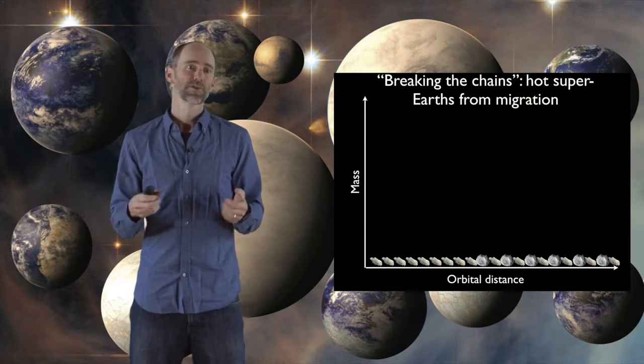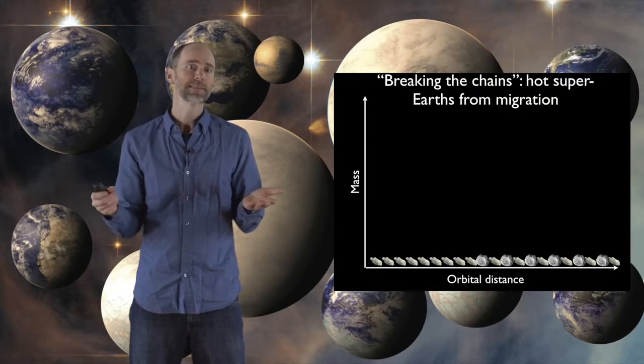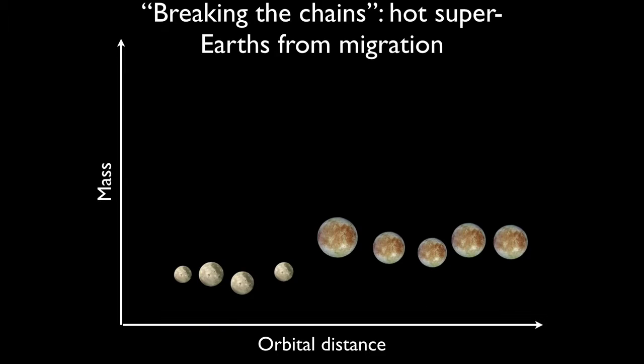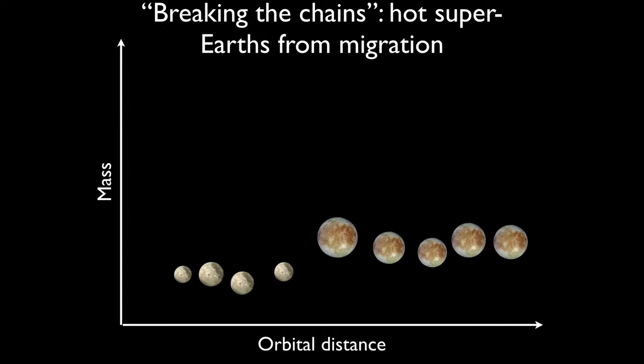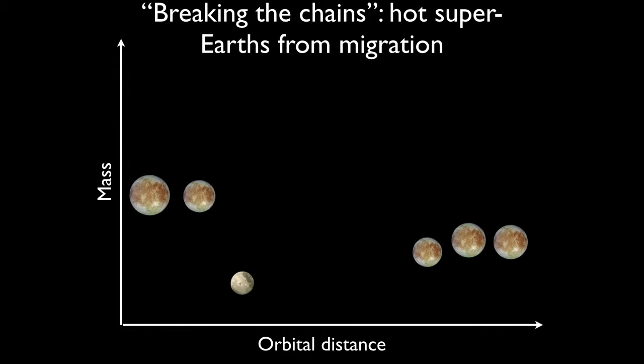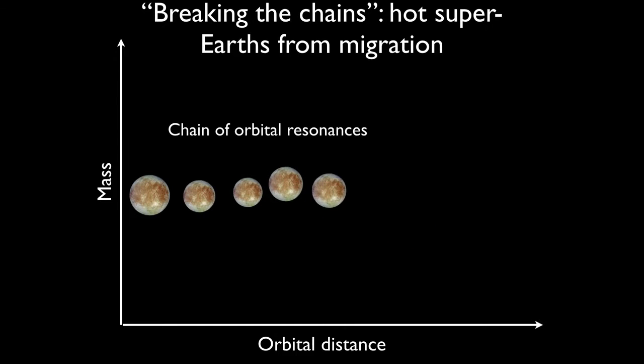So starting from a smooth distribution of planetesimals, planetary embryos grow, and they're larger past the snow line, basically resembling the solar system's great dichotomy, because they can grow much faster and larger past the snow line. They grow fast enough, in fact, that they migrate. And so these large embryos from farther out migrate inward, and they end up in chains of orbital resonances.